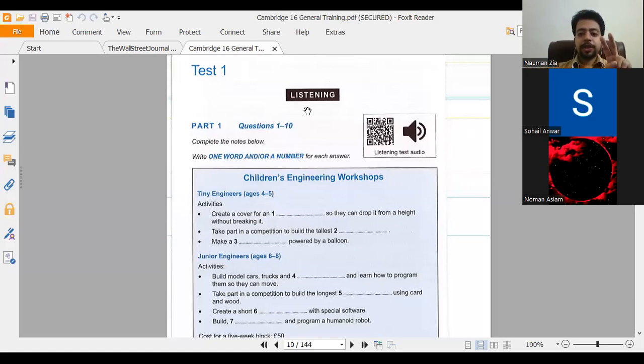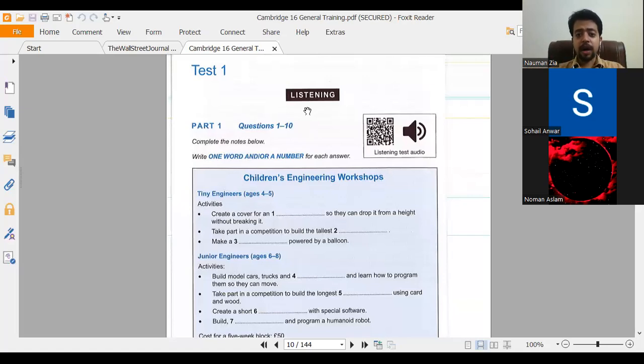Now, there are two options. If you select the computer delivered IELTS test, then the duration of your full test would be 30 minutes plus 2 minutes to review your answers. You don't have to shift your answers anywhere else because you are just writing and filling the gaps or marking the multiple choices on the computer screen, okay?